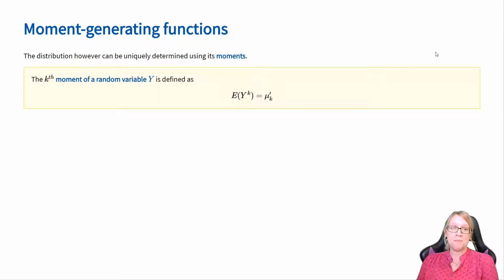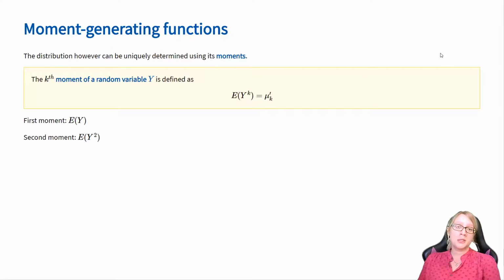So let's talk about what a moment represents. The kth moment of a random variable is defined as the expected value of y raised to the k power, which we'll denote as mu prime k. These moments themselves are unique. So not just the first moment, which is the mean, not just the second moment, which is the expected value of y squared, but if we have all of the moments of a distribution, that is itself unique.